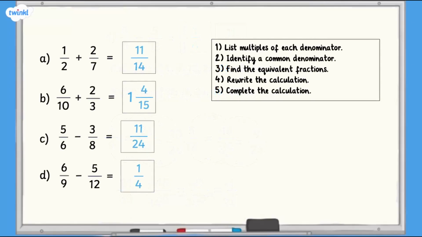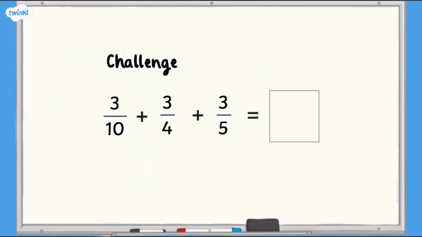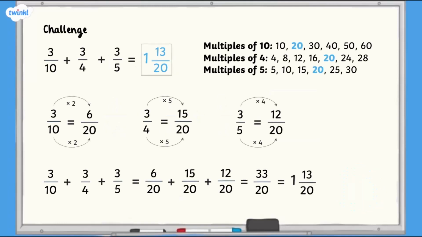Well done if you remembered to find the equivalent fractions to some of these answers. Now for a challenge. Add all three of these fractions. Pause while you work through the method. Well done if you realised that you needed to find the lowest common denominator of all three fractions, which was 20ths. Feel free to pause the video if you would like more time to look at the answers.